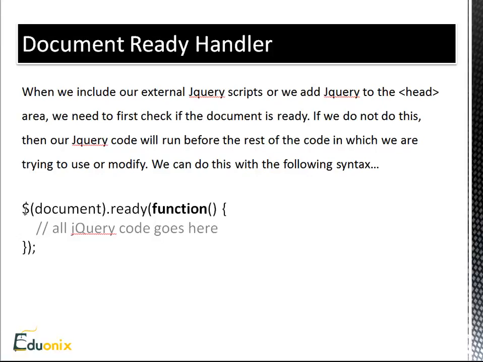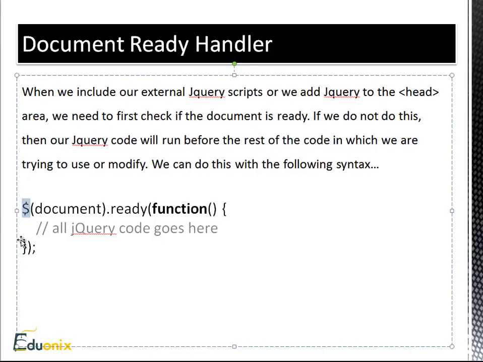So this is what we do. We just use the $, which is just jQuery. It stands for jQuery in general, and we're taking the document, and when it's ready, so this .ready, when it's ready, we want to run this function, and everything that we want to do goes in that function.